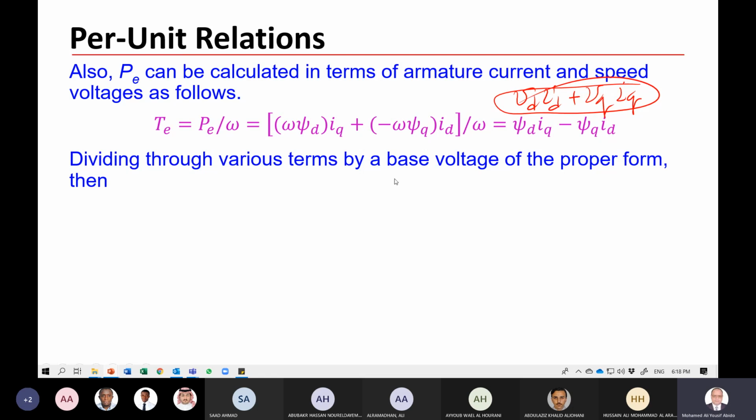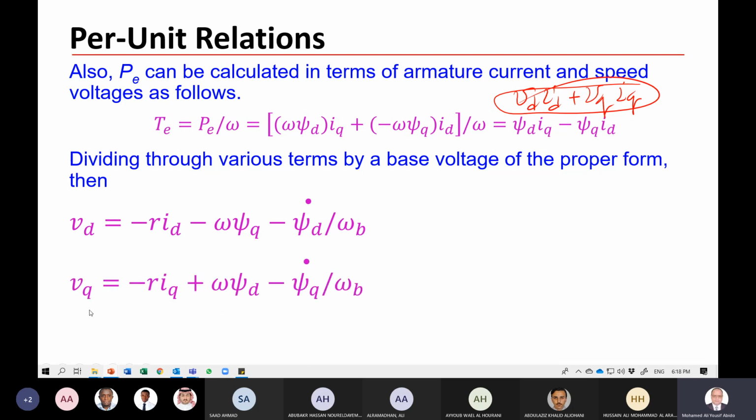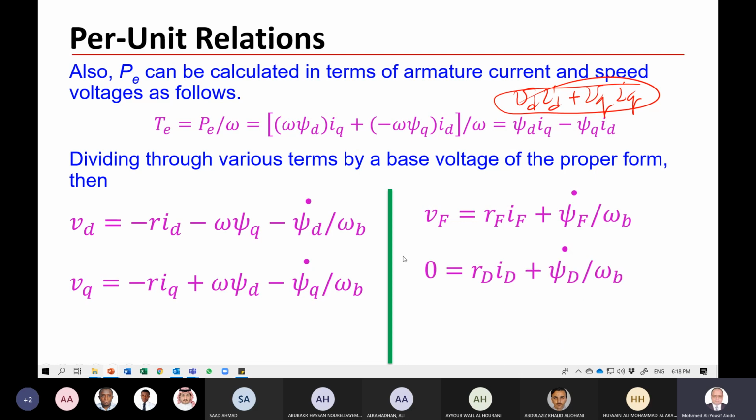Dividing through various terms by the base voltage in the proper form, we can divide all the 5 equations derived earlier by V base. We can have Vd, Vq, and Vf, the direct axis damper winding and the quadrature axis damper winding.